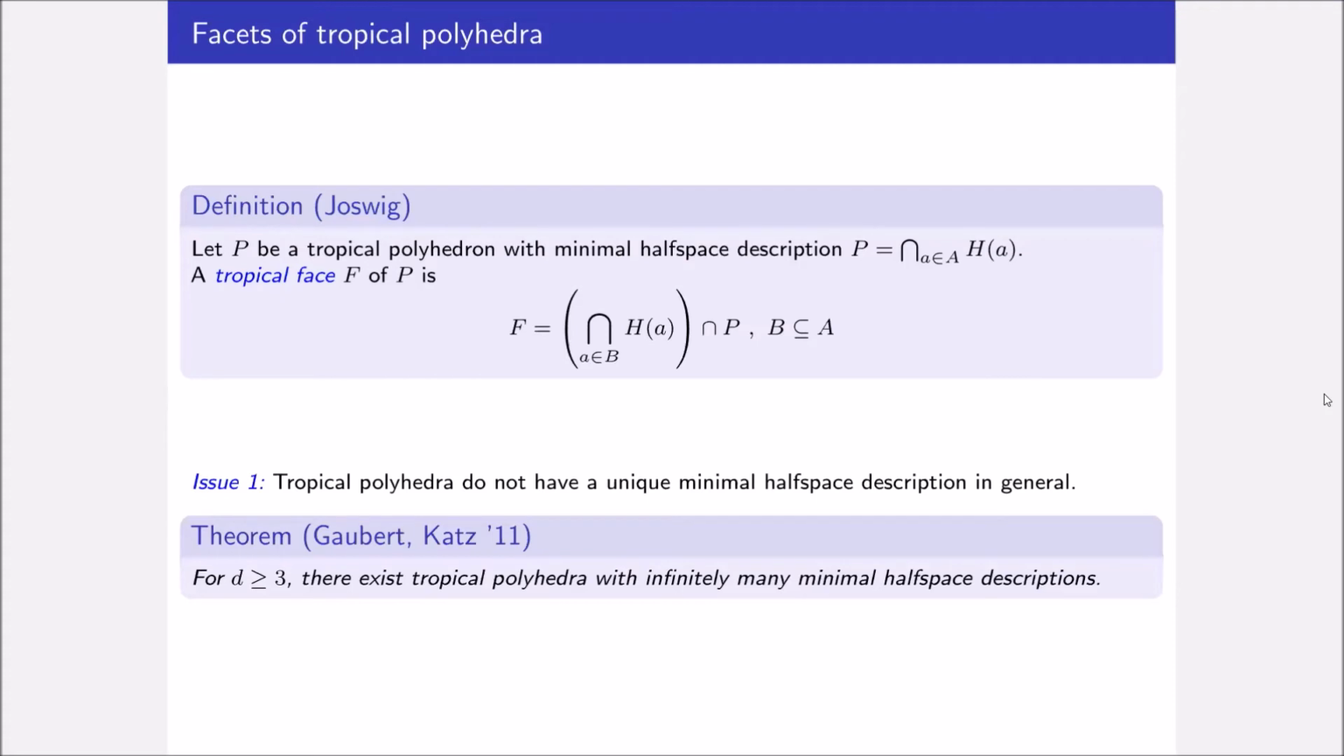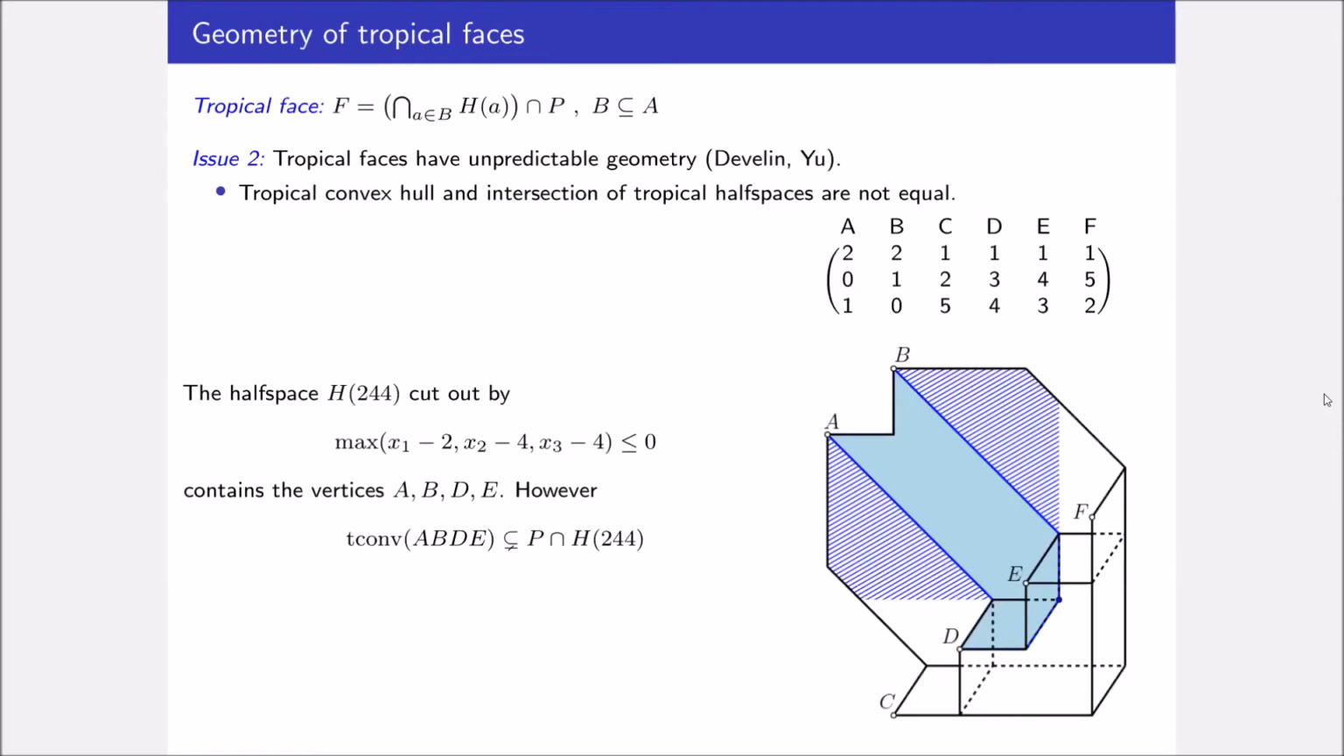But let's ignore this issue for the moment. Let's suppose we pick some minimal half-space description. Let's carry on with this definition of a face. Maybe things work out. But unfortunately, and this is again due to some observations from Devlin and Yu, tropical faces behave quite badly, or at least the geometry of them behaves quite badly. This is the definition of a tropical face I'm going to stick with here.